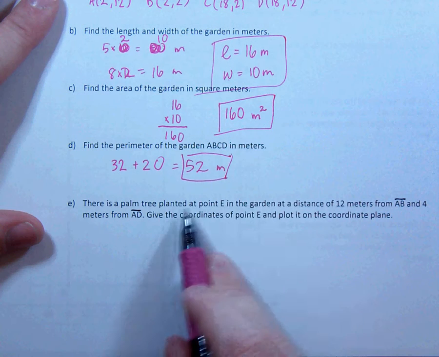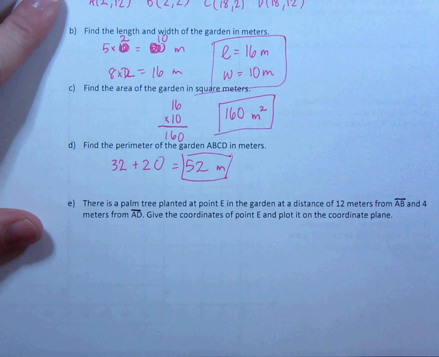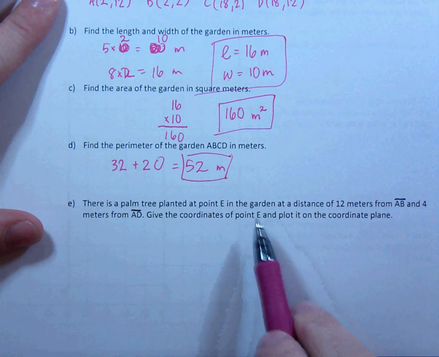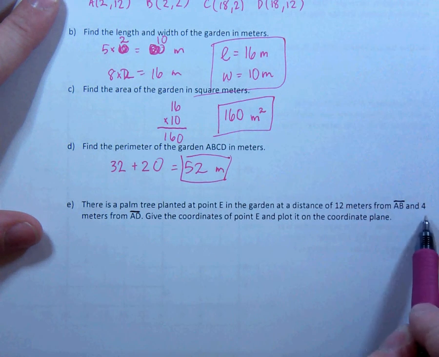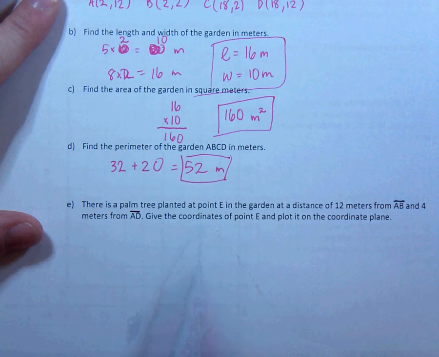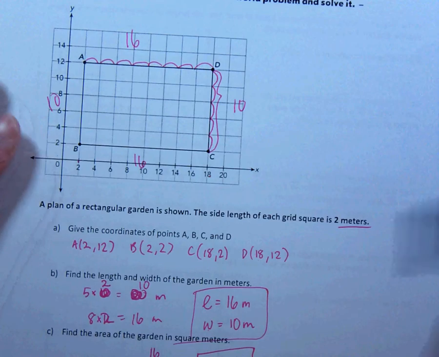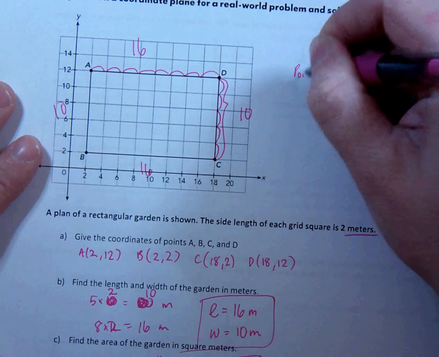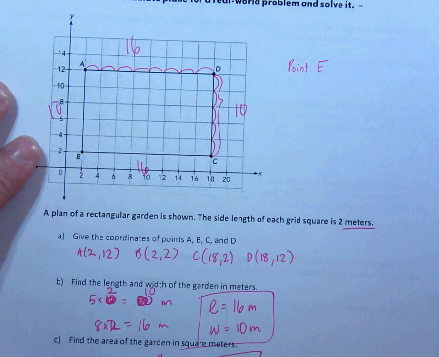There was a palm tree planted at point E. So we don't know where point E is yet. At a distance of 12 meters from AB and 4 meters from AD. Give the coordinates of point E and plot it on the coordinate plane. So I can't fit both of those on here at a time. So we have point E that we're going to be looking for.